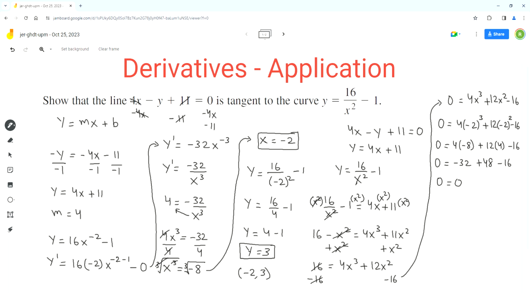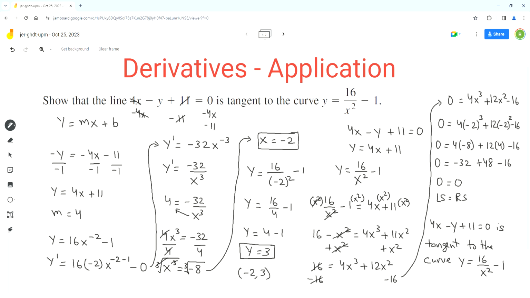So that means the graph and the line intersect each other at point negative 2, 3. So this proves that the line 4x minus y plus 11 equals 0 is tangent to the curve y equals 16 over x squared minus 1.